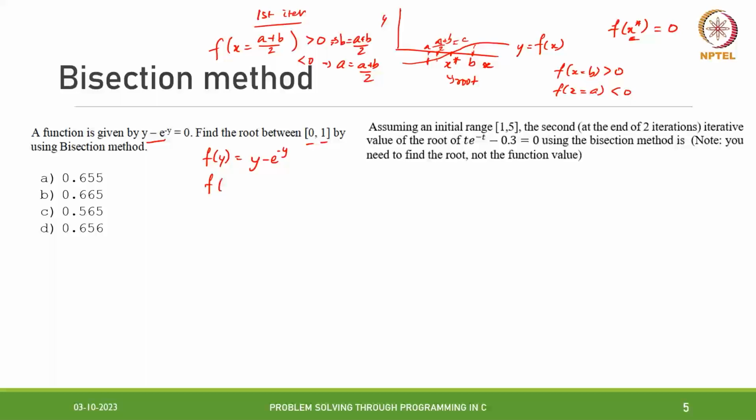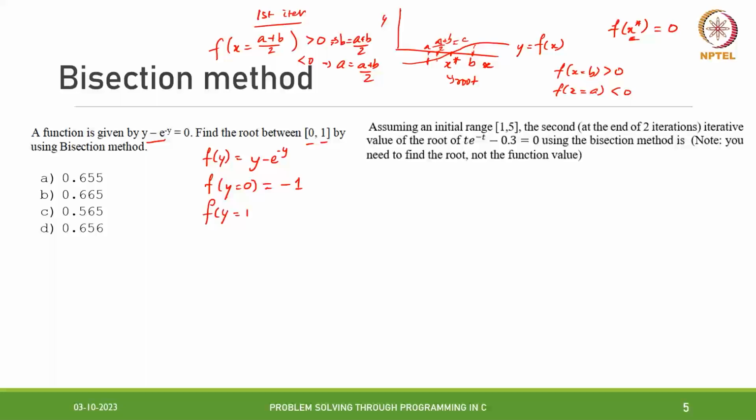First I'll calculate the value at y equals 0. The value is 0, right? Sorry, the value is minus 1. This will be 0, so this is 1, so this is minus 1, right?